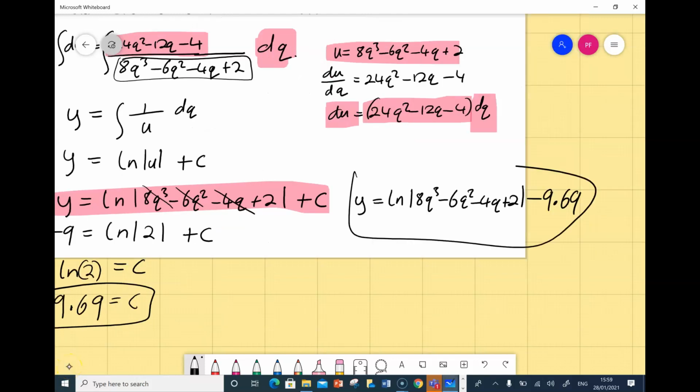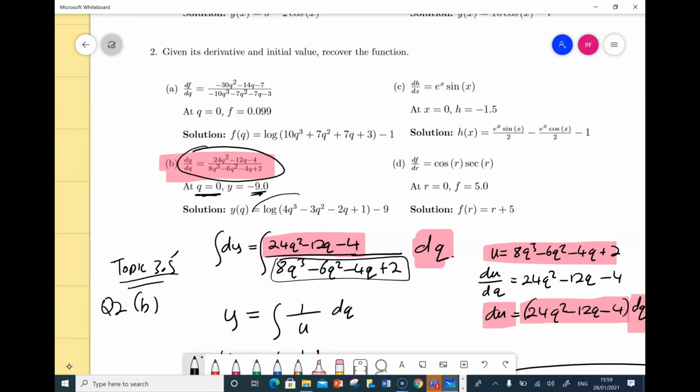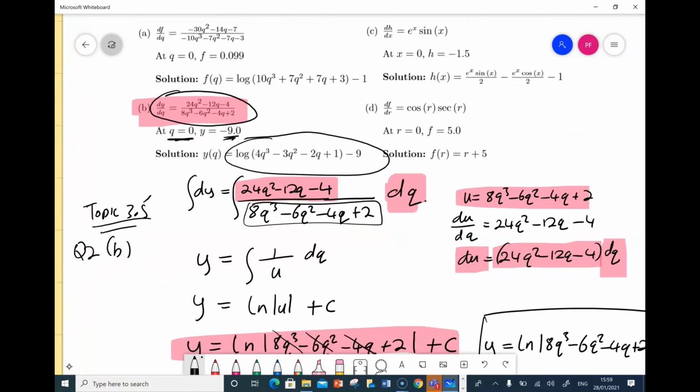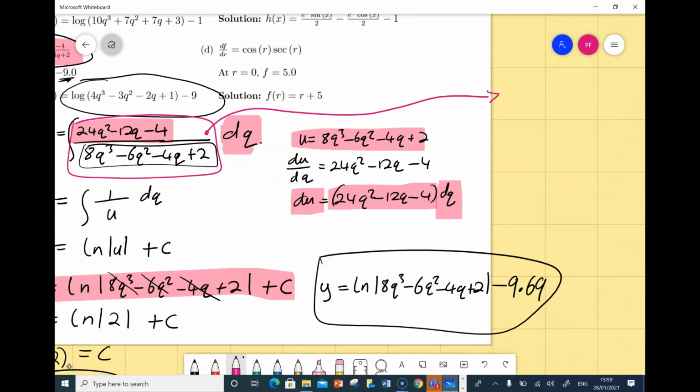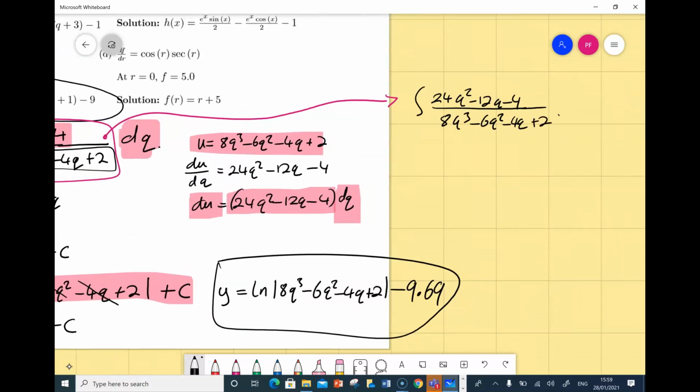Now, you look above, and the answer your instructor has is slightly different. What your instructor did is they manipulated the integral at the start by simplifying it a bit. That's absolutely fine, there's no problem doing that. So all they did is they took this value here, and they were still looking for the integral, same as us, of 24q squared minus 12q minus 4 all over 8q cubed minus 6q squared minus 4q plus 2. And while we're going to end up getting the same answer, it'll make our c look different.